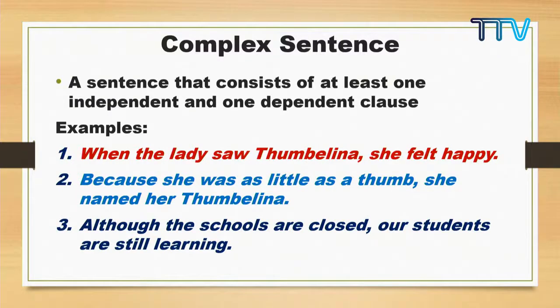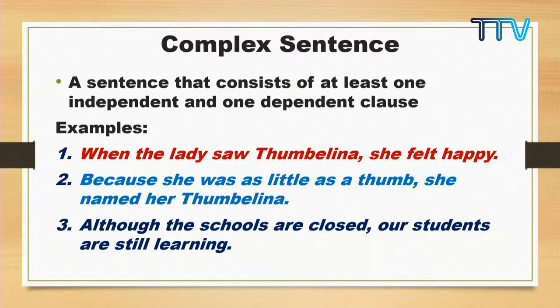Although the schools are closed, our students are still learning. Again, what do you say? Two clauses, dependent and independent. "Although the schools are closed", is it dependent or independent? Right, this is dependent. "Our students are still learning" is independent, because it makes sense in itself. "Although the schools are closed" is an example of a dependent clause. So this is an example of a complex sentence.